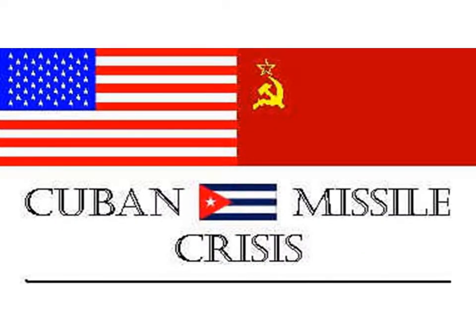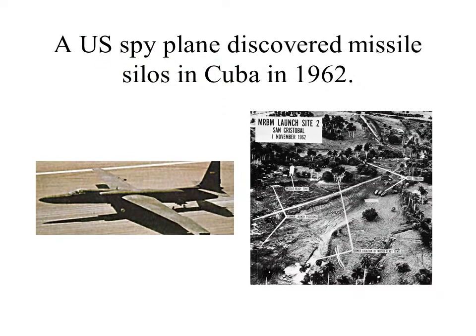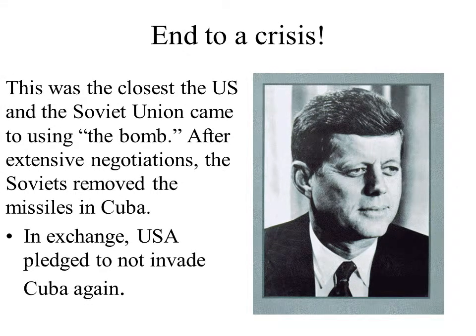Next, we have the Cuban Missile Crisis. So we call this the Bay of Pigs. The CIA trained and funded an invasion of communist Cuba. The invasion failed, but it helped Castro strengthen his relationship with the Soviet leadership. In 1962, a U.S. spy plane discovered missile silos in Cuba. And what they discovered is that these missile silos contained Russian missiles. This is the closest the U.S. and the Soviet Union came to using the bomb.